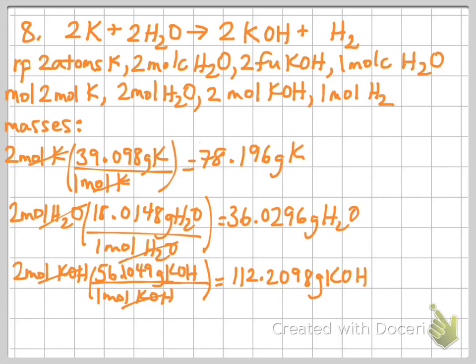So again, you do that math. And then 1 mole of hydrogen, molar mass of hydrogen. I add up 2 hydrogens.